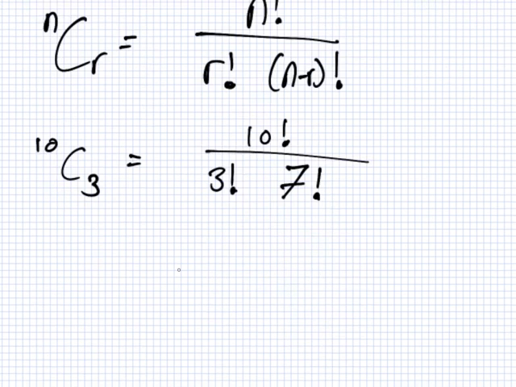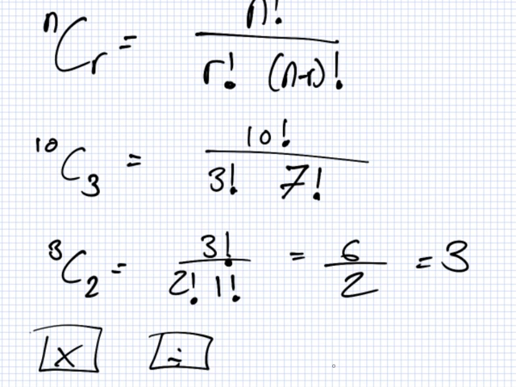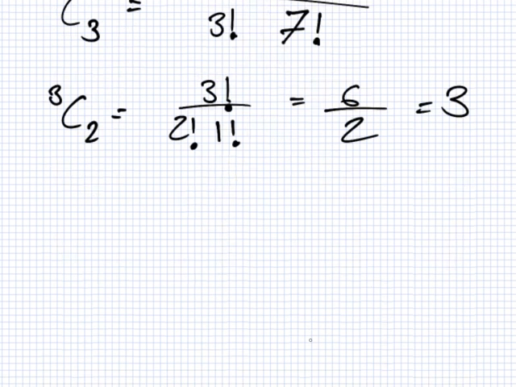So let's calculate a smaller one as an example. 3C2, that would be 3 factorial over 2 factorial, 1 factorial, which would be 6 over 2, which would be 3. Now, this function is on your calculator. Can everybody just take a minute to find where it is on the calculator? Sometimes it's on the multiply, sometimes it's on the divide button, but it should be on your calculator. You have to use shift. Did everybody find it?